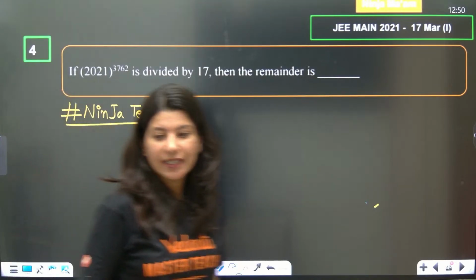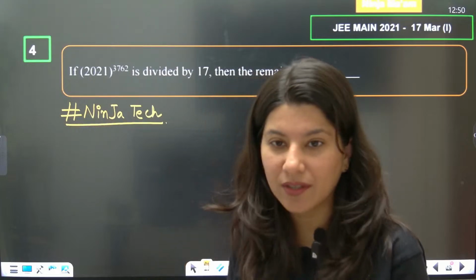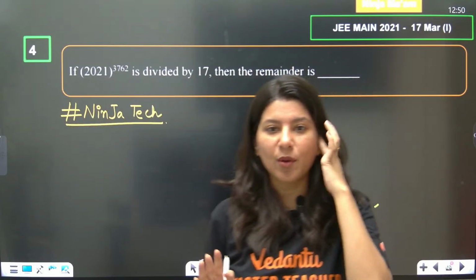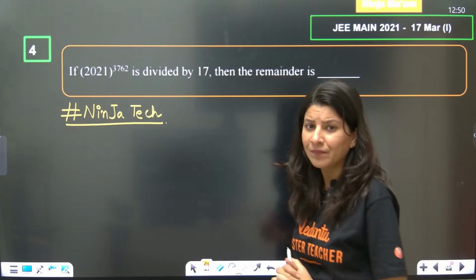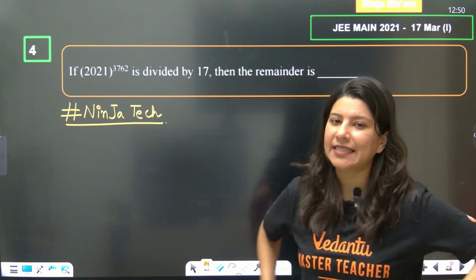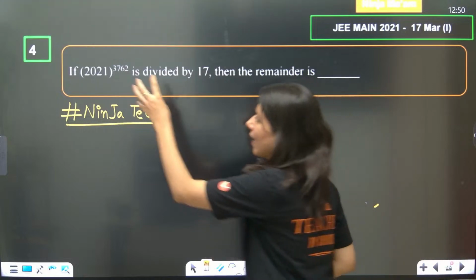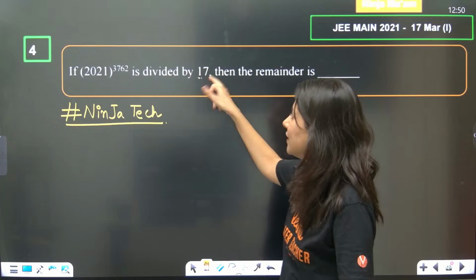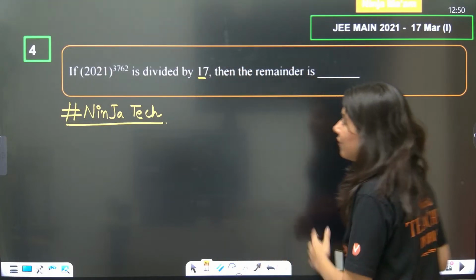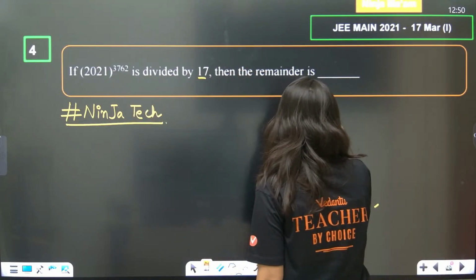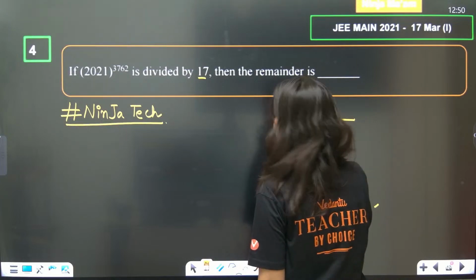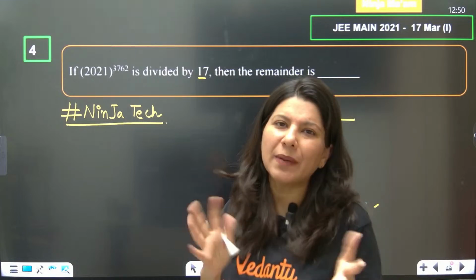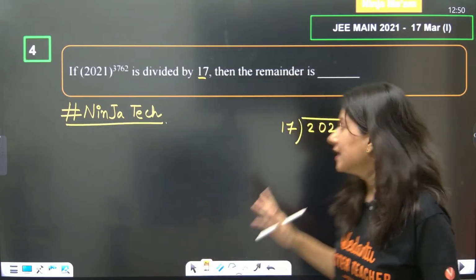So, what is the ninja technique? There is a set procedure. Whenever you see a remainder type of problem, step by step we are going to do that. Now, the remainder ninja technique says that whenever you have to divide any number by 17, as per this question, what you do is divide 2021 by 17 and check the remainder. Preferably your remainder should be plus 1 or minus 1. Let's see. Let's hope.